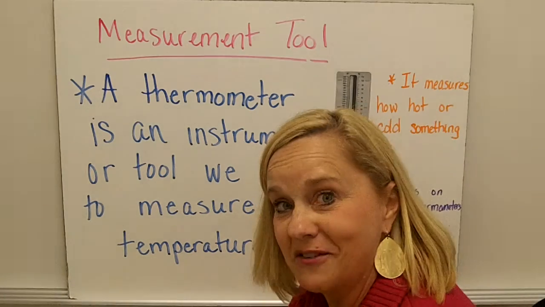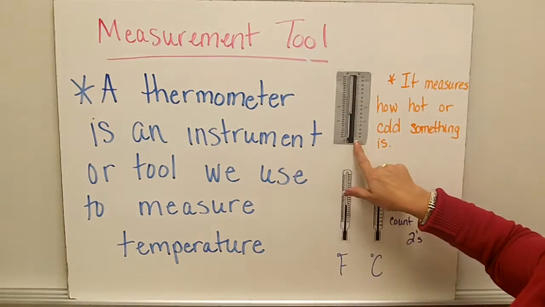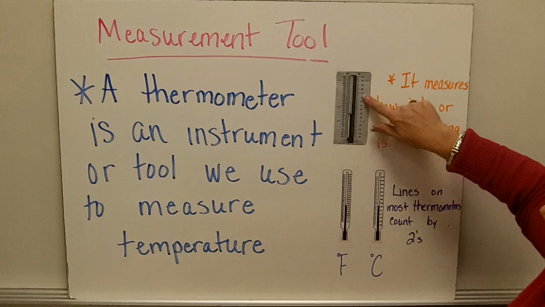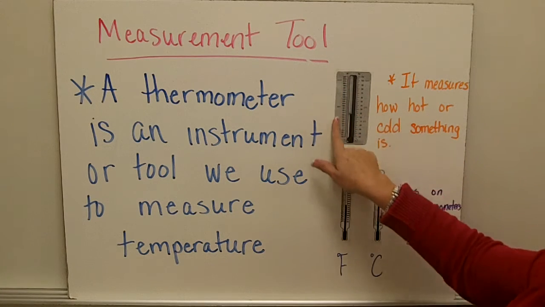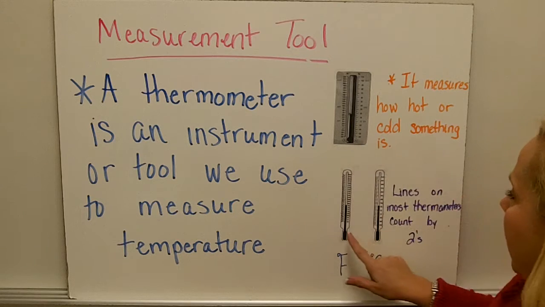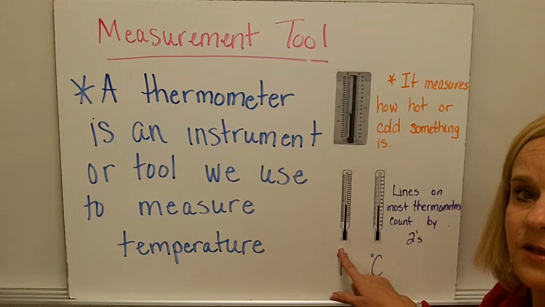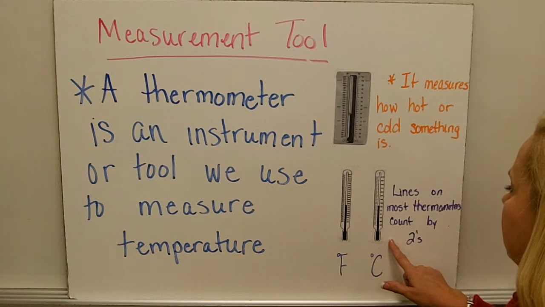Now, I don't draw very well, so I have two pictures on the board of thermometers. And if you notice here, this is a thermometer. It has Fahrenheit degrees on one side. It has Celsius degrees on the other side. And down here I have two separate thermometers. I have a Fahrenheit thermometer here and a Celsius here.